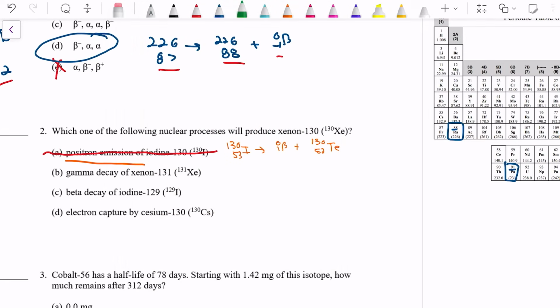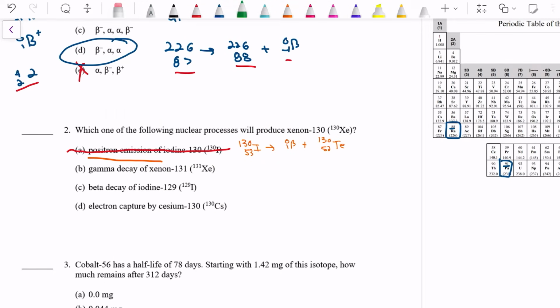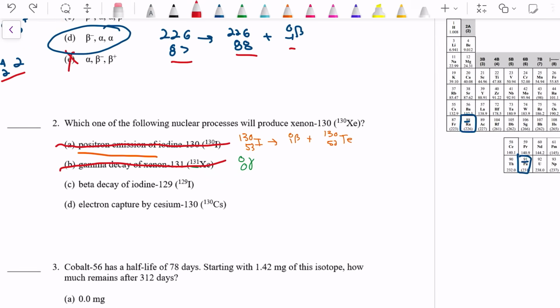Okay, gamma decay of xenon-131. Gamma particles have mass number and atomic number 0, so it actually wouldn't change our mass number. Therefore, I know B is not true. I'm not going to write out that one, because I just know the gamma particle is not going to change anything, at least with respect to mass number and atomic number.